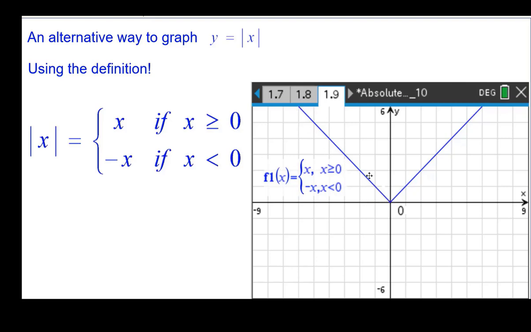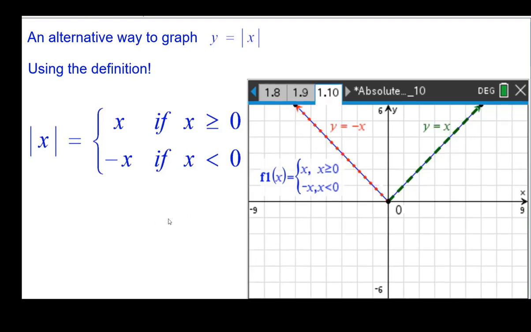Goes through the origin, slope of -1 here, slope of +1 here, except it's restricted with these particular domains. And so to help you see that better, look, here's the graph y equals x, this part of it. Y equals the opposite of x is graphed, this part of it. So just an alternative way.